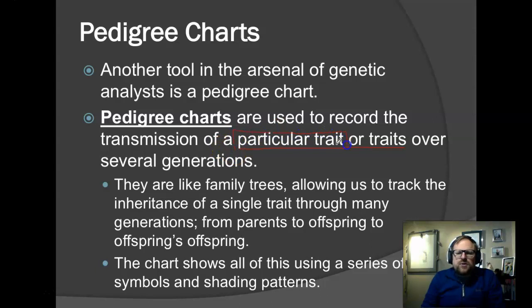Usually we're dealing with just one trait because it's simpler that way. And I'd like you guys to think of a pedigree as a very simple family tree. Instead of just saying, hey, this person married this person and that person was this person's parent, we're going a little bit more detailed, and we're talking about a particular trait, a physical expression of something. So how are they passed from parents to offspring, and then from offspring's offspring to new offspring, and so on. And the chart shows all of these using a series of symbols and shaded patterns.